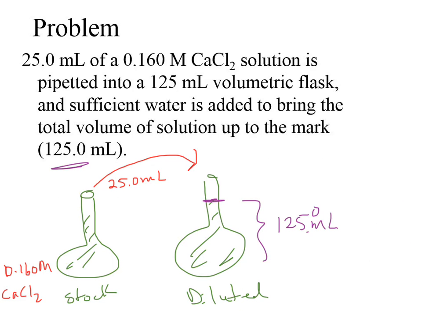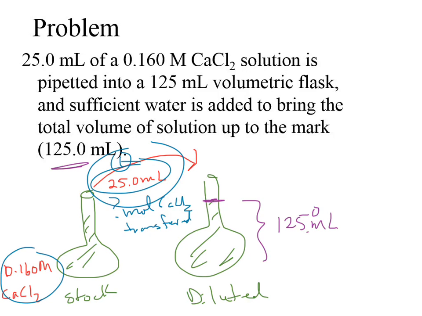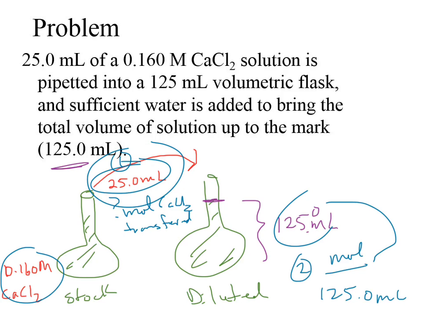You're going to see me do it stepwise. Basically, my first step is to come up with the moles of calcium chloride transferred, CaCl2 transferred. We can do that because we have a volume and molarity. So we get the moles transferred, and then part number 2 is to divide the moles by its new volume, which is 125 milliliters. And then you're done. That's the molarity of your diluted solution.